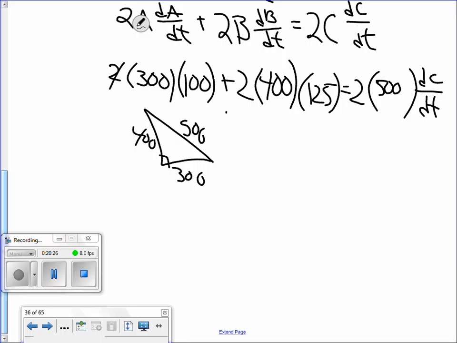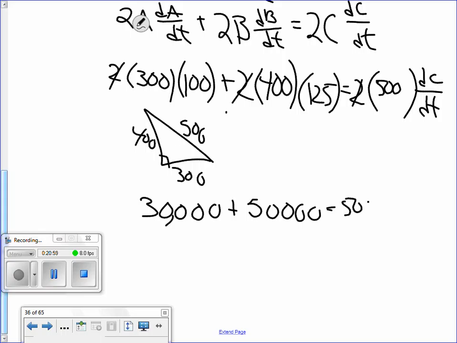So if I knock these off, we have 30,000, 4 times 125. That would be 500. Wait a minute. Let's see if that is right. Do I have the right number of zeros here? Yeah, I think I need one more zero. Yep, I do. Okay. Equals 500 dC/dt.